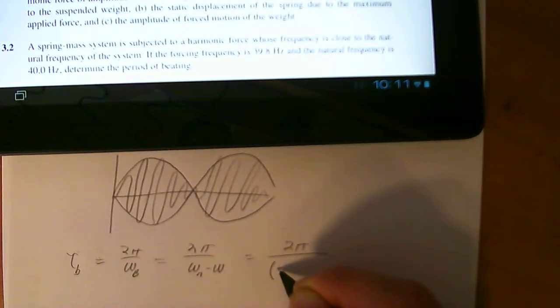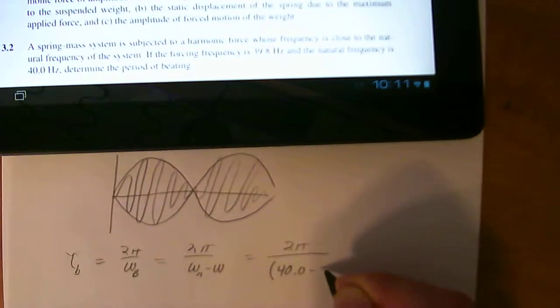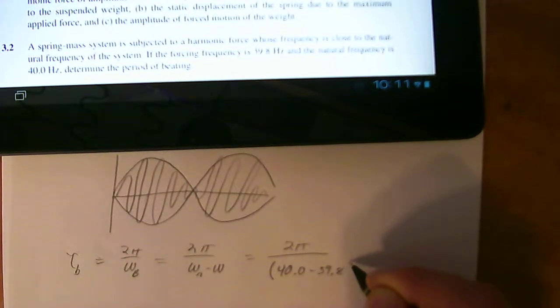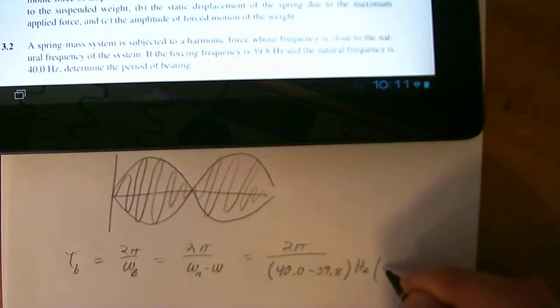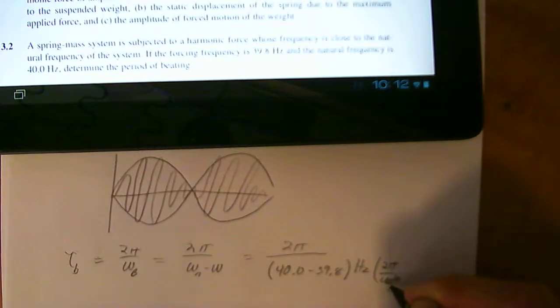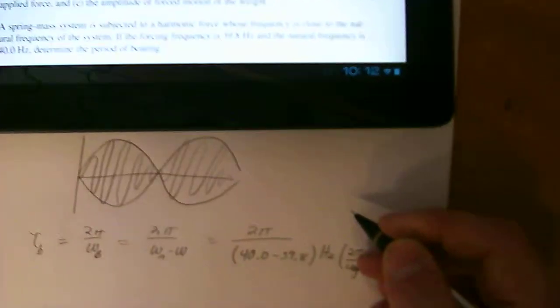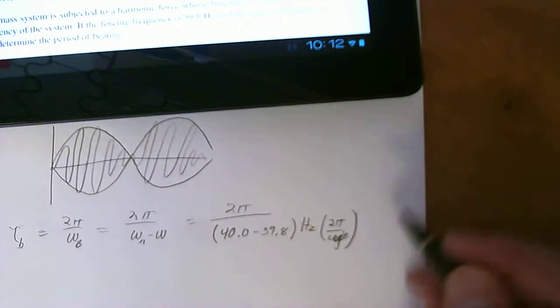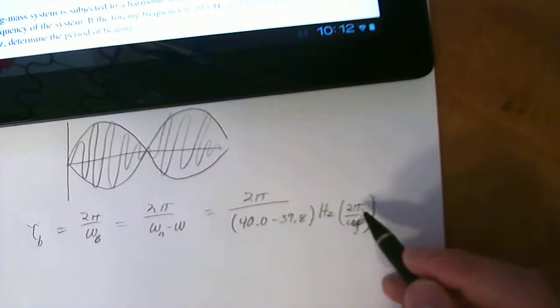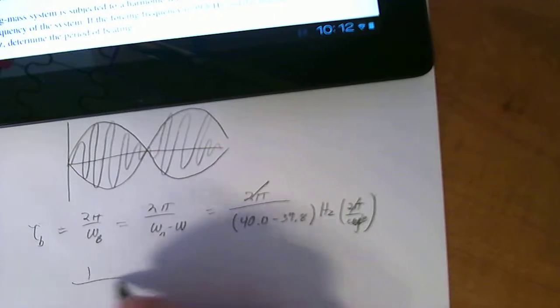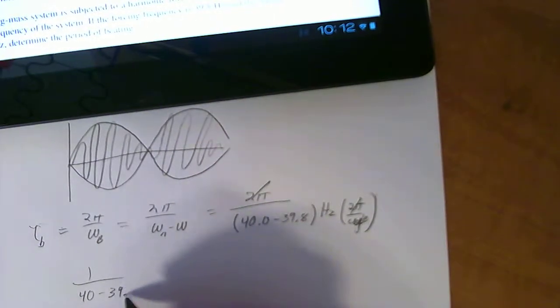So if we go ahead and do this, we've got 2 pi all over 40.0 minus 39.8, and this is in hertz. So we need to do a conversion of that, of 2 pi per cycle. That's cycle written down there, sorry. 2 pi per cycle. And then once you do this conversion, these 2 pi's cancel. So you've got 1 over 40 minus 39.8.